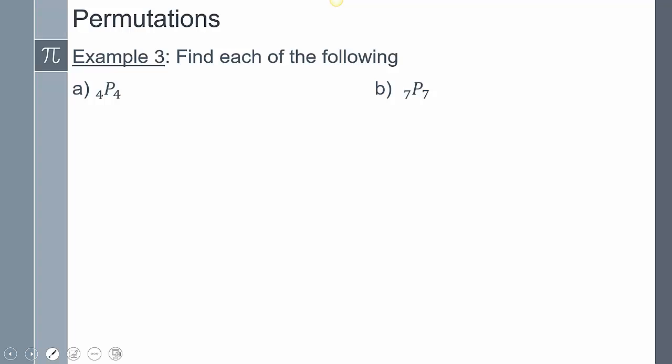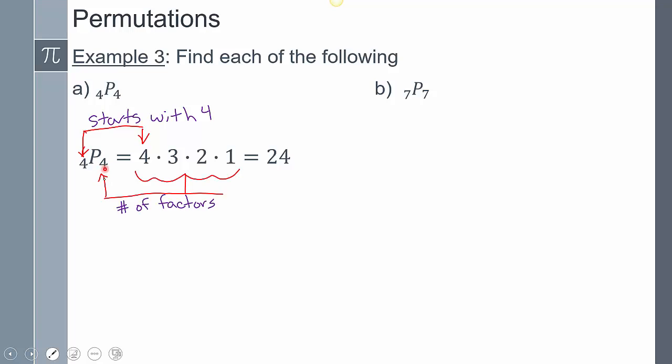So let's find each of the following. Let's practice that. So 4P4, this is the number that we start with, and this is how many factors I'm going to have counting down. If I have 4P4, the number that I start with is 4, which is what I have here. And then this 4 is the number of factors I'm going to have counting down. So 4, 3, 2, and 1. There's 4 of them because that number is 4. And if you multiply these all together, you're going to get 24.